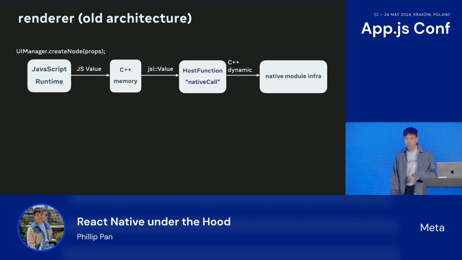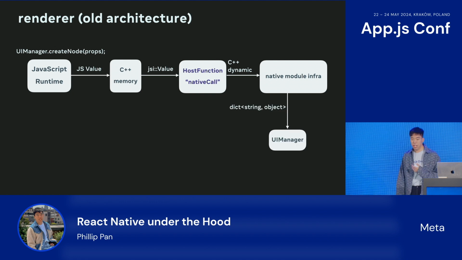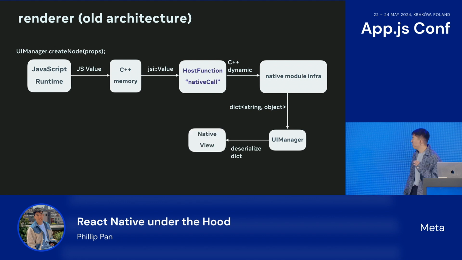Cool. So let's talk about the rendering layer that powers the legacy architecture. The path is very similar to the native module flow because we manage nodes with a native module called a UI manager. The native module infrastructure converts the dynamic to a general mapping of prop names to generic object types. There's additional work we have to do. We have to do an additional deserialization pass in order to convert the generic object types to types that can be recognized by native views.